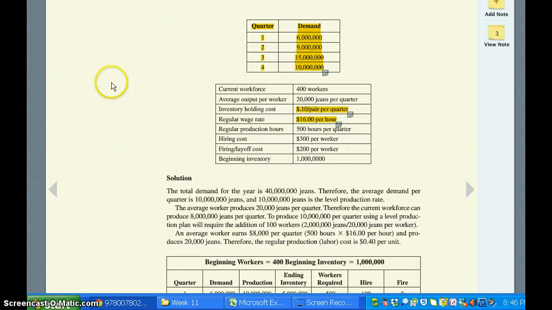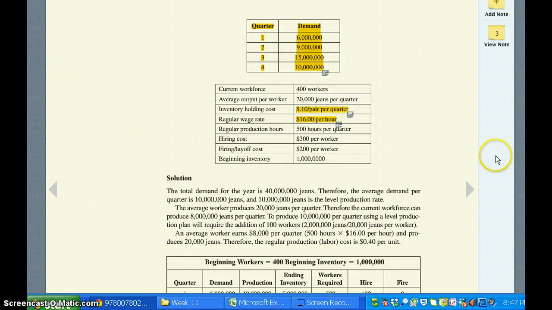Other relevant pieces of information from the solved problem that you're going to need for problem 2 are the demand schedule, which I've highlighted here, the inventory cost is $10 per pair of jeans per quarter, the regular wage rate of $16 per hour, and of course the problem gave us the overtime rate of $24 an hour, which would be time and a half. If you take this times 1.5, you would come up with the $24 per hour.